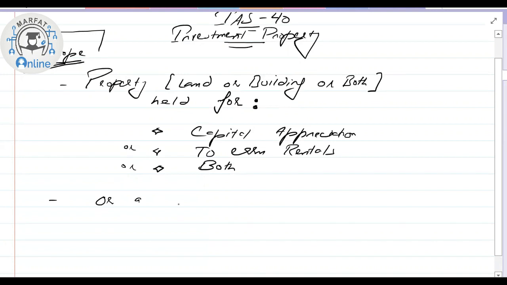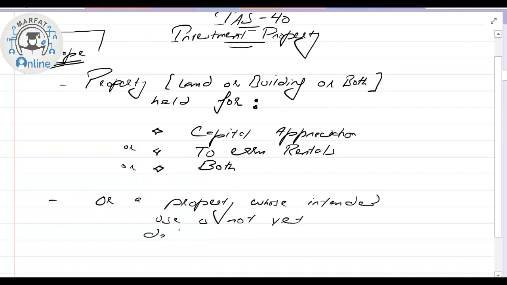Or a property whose intended use is not yet defined. Property, land or building or both, held for capital appreciation or to earn rentals or both. Now this is quite simple. The second point is a property whose intended use is not yet defined.